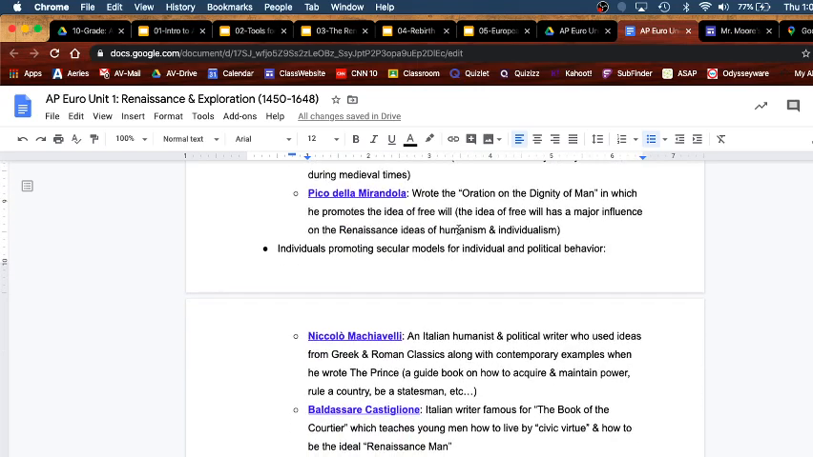If somebody was a Renaissance scholar wanting to study things from the Bible, they would want to go back and read the Old Testament in Hebrew, because that's the original language. Or they'd want to read the New Testament in Greek, because that's the original language of the New Testament.